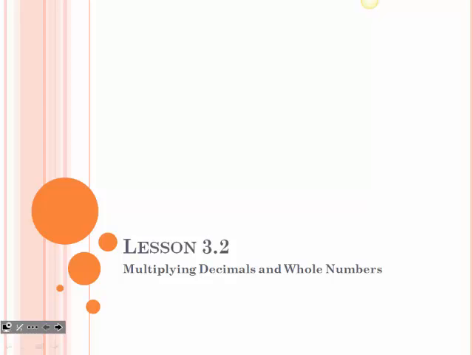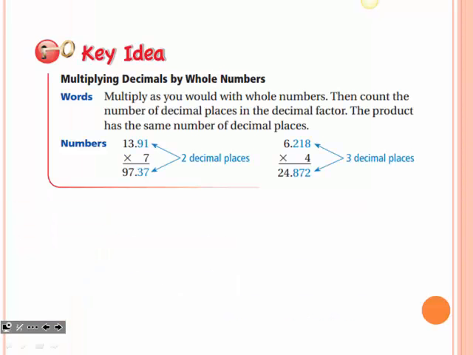Hey guys, today we're learning lesson 3.2, multiplying decimals and whole numbers. So here's our key idea. When we're multiplying decimals by whole numbers, you do it much like regular long multiplication. But the difference is that the product, that means your answer, has the same number of decimal places that you multiplied by. Okay? So you're going to just multiply like normal, but then at the end, make sure you have the same amount of decimal places and you're good to go.